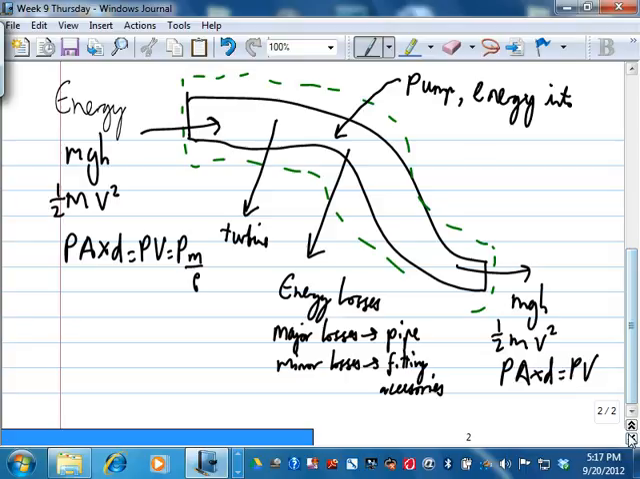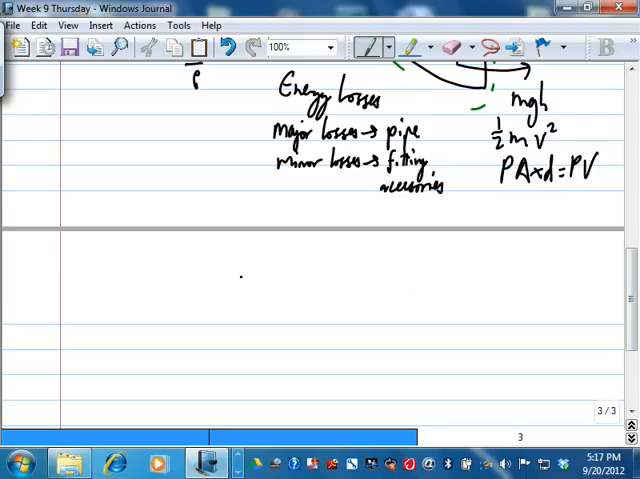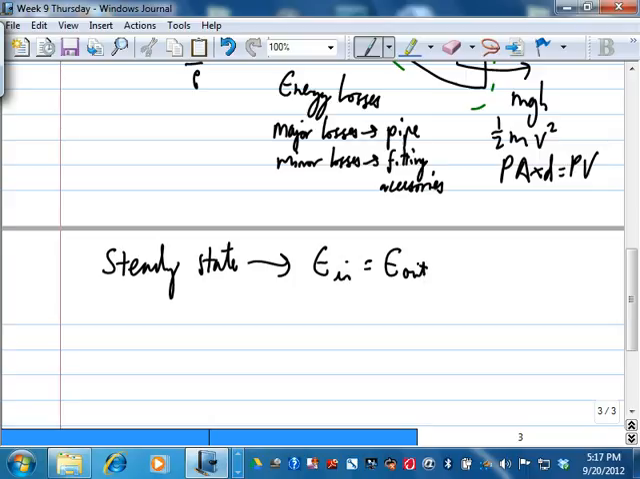Okay. So in steady state, normally all our problems are steady state for now. For steady state operation, E in equals E out. The energy going in will equal the energy coming out. Later I'll convert that to power, energy per unit time. But now I'll just worry about energy.